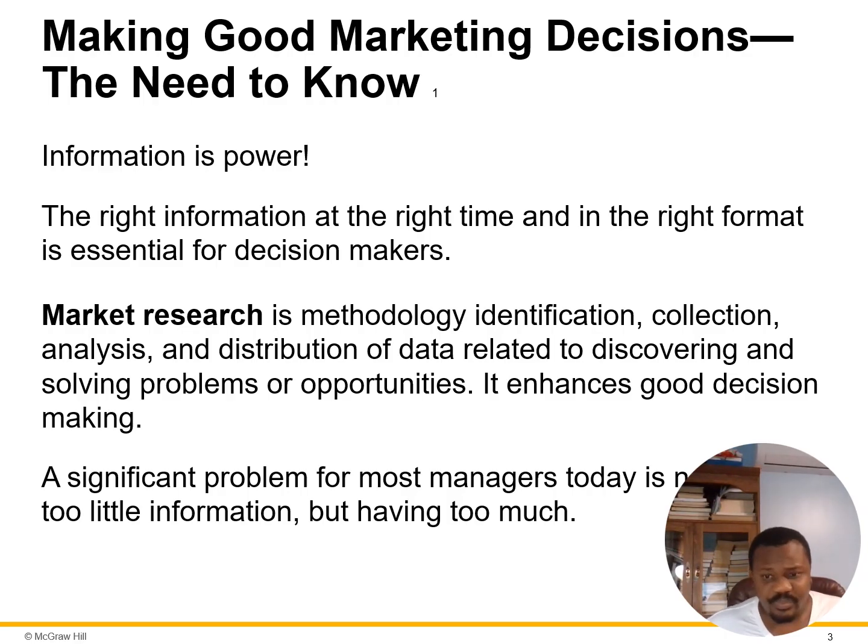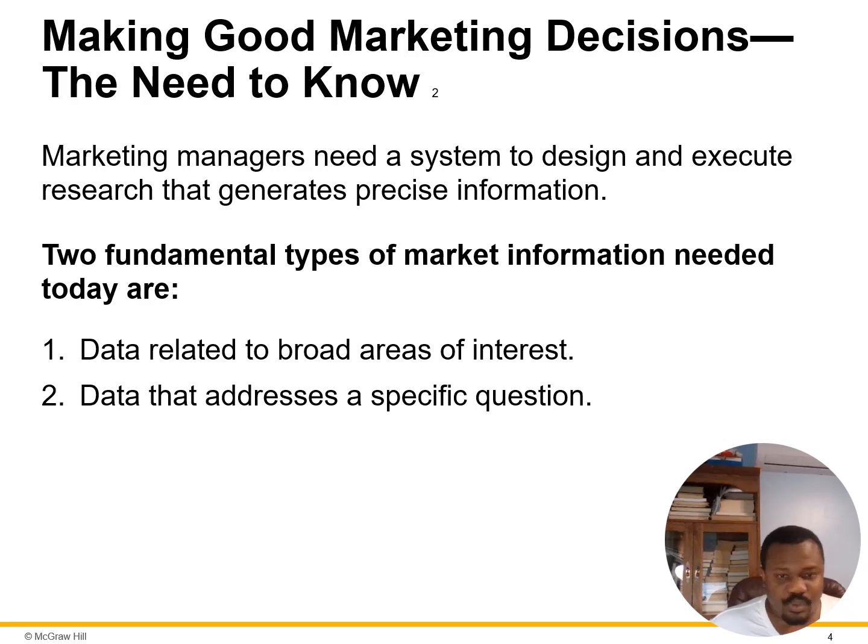Okay. Making good marketing decisions. Marketing managers need a system to design and execute research that generates precise information. We say there are two fundamental types of market information needed today: data related to broad areas of interest, and data that addresses a specific question.